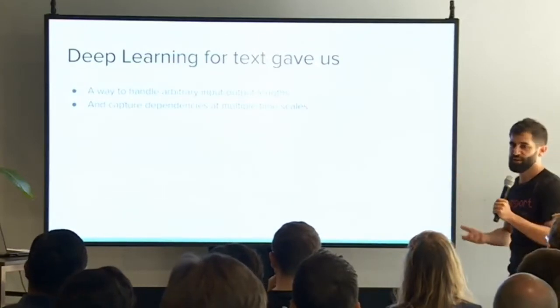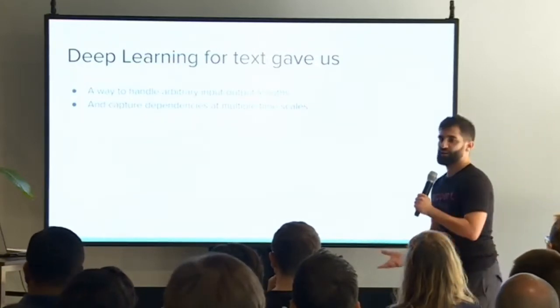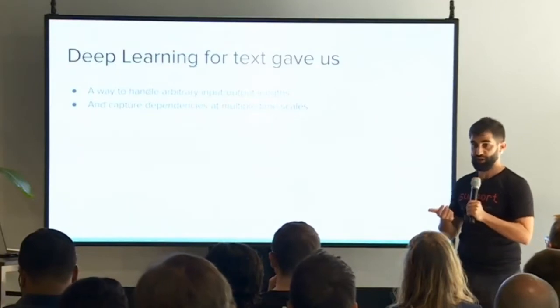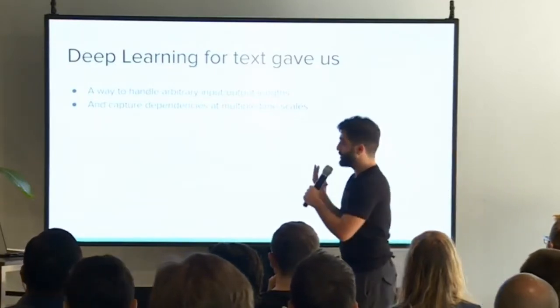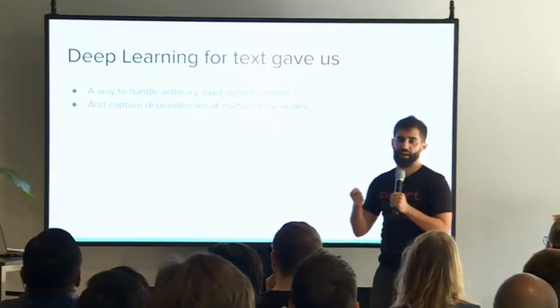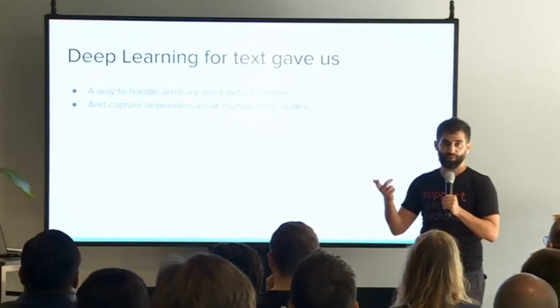All right, so that's all nice and good, but so far the problems we've talked about are either numerical or image. But I promised I would talk about text. So what has deep learning given us for text? I would say two fundamental things, all right? So one is the ability to handle inputs of arbitrary size.